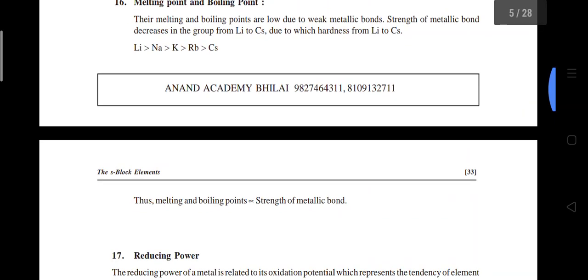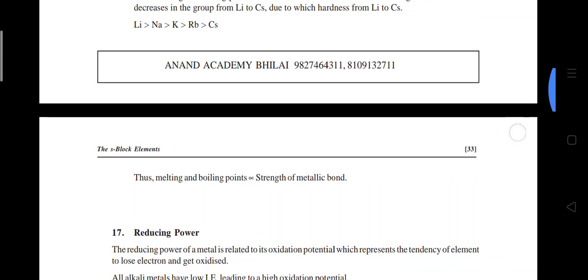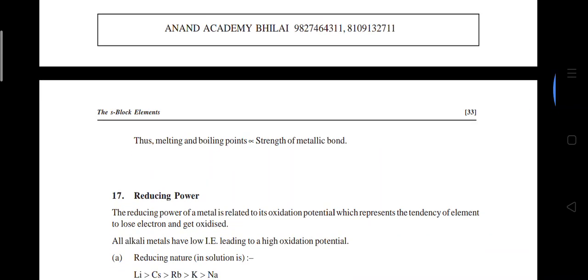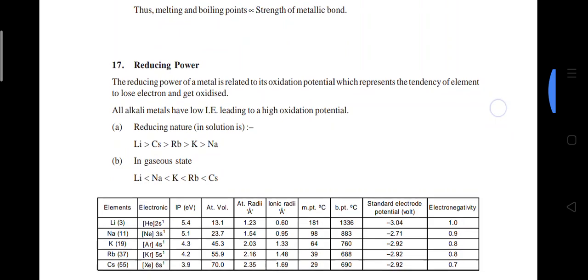Melting point and boiling point. Their melting and boiling points are low due to weak metallic bonds. Strength of metallic bond decreases in the group from lithium to cesium, due to which hardness from lithium to cesium decreases. Thus, melting point and boiling point are directly proportional to strength of metallic bond.